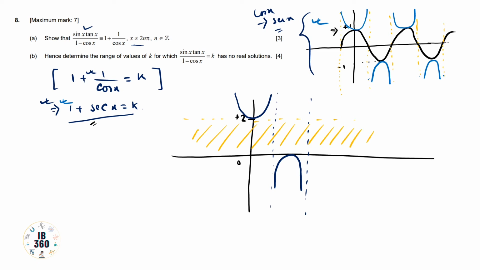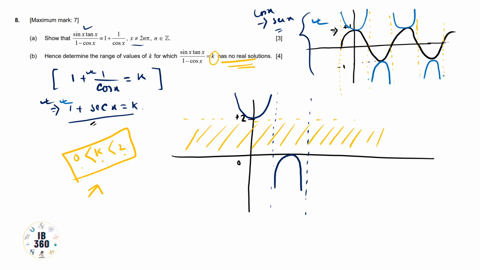There is not any value. That is, it has no real solution. So k, it has no real solution. Where it has no real solution, the region will be 0 less than k less than 2, it will not touch the values. 0 less than k less than 2, this is the value of k where it has no real solution.